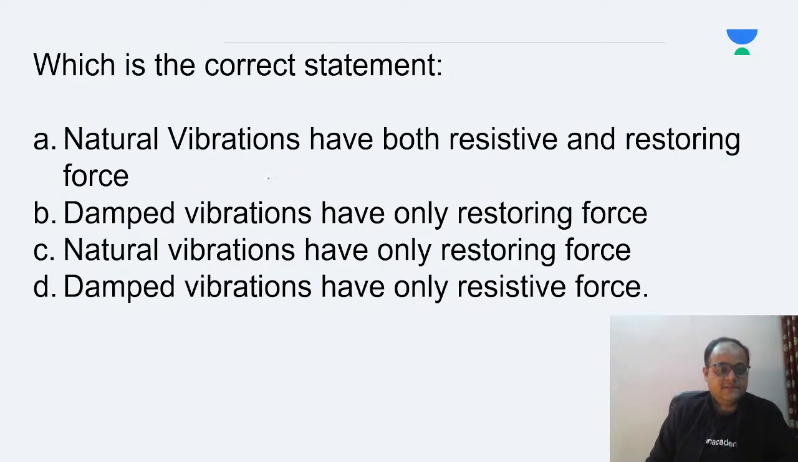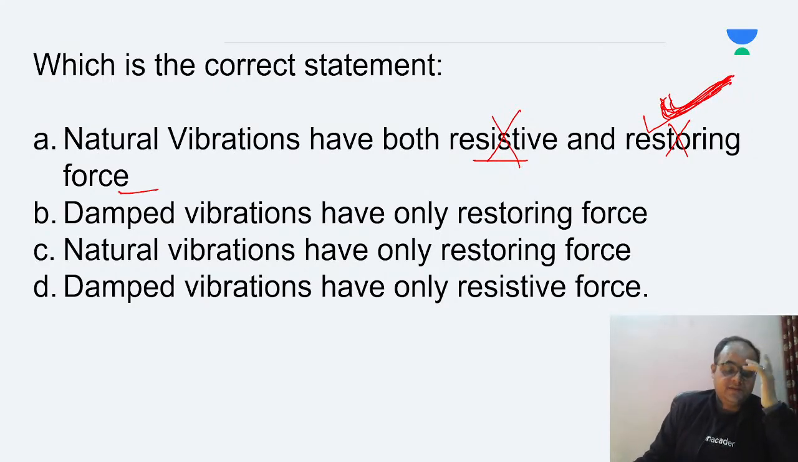The very first statement says natural vibrations have both resistive and restoring force. We have just studied that resistive force is not present in natural vibrations. Restoring force is there, yes. Restoring force is present everywhere. If the body is not having restoring force, it will never regain its position. So this cannot be a correct statement.